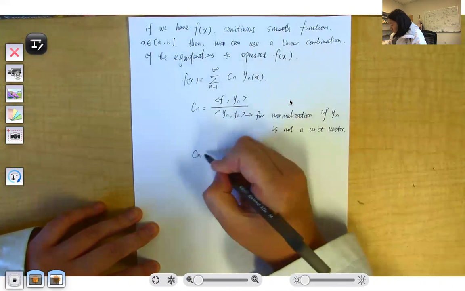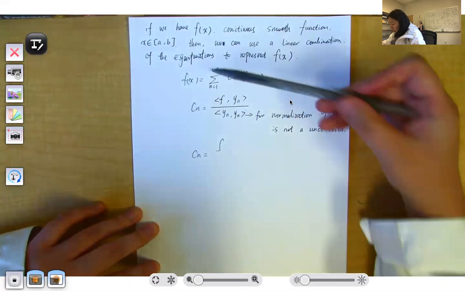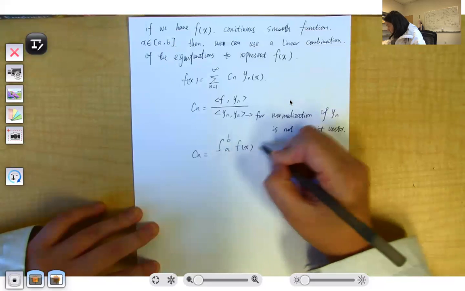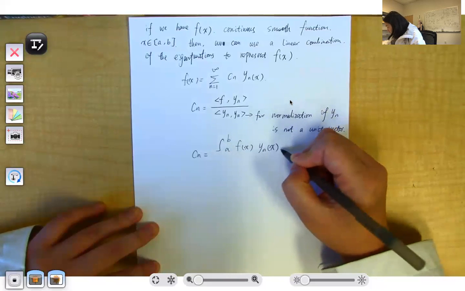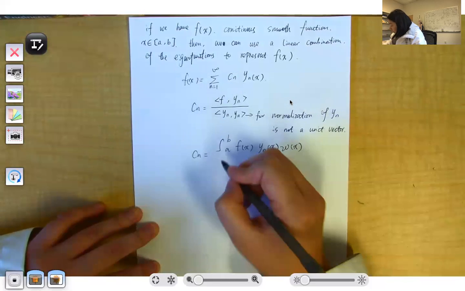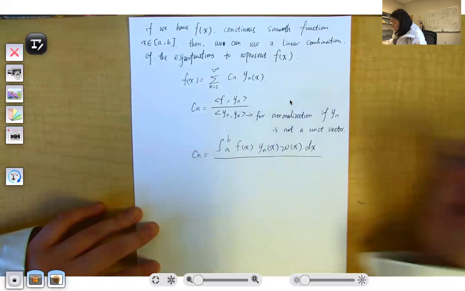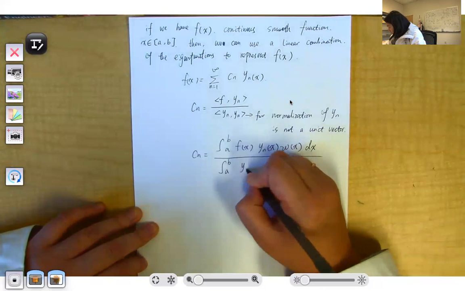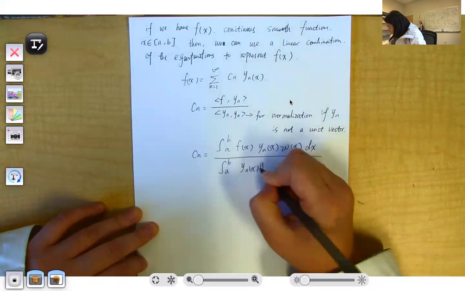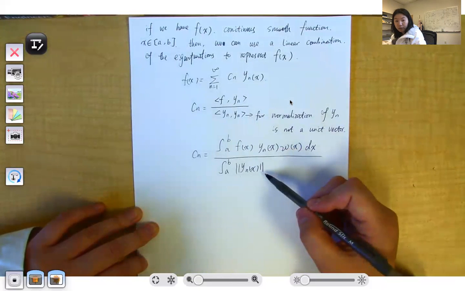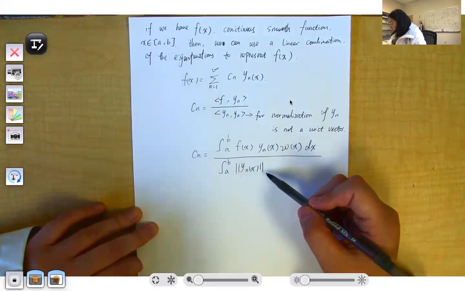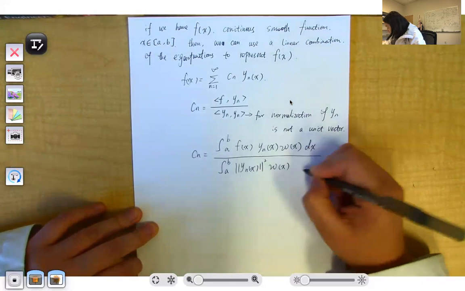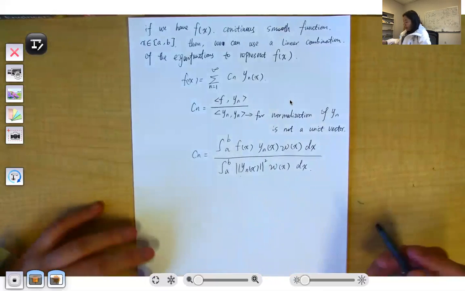And the Cn can also be written as, since we are interested in between a to b, the integral from a to b of f(x) yn(x) omega(x), which is the weighting function, dx, divided by the integral from a to b of yn(x) squared. Since these are orthogonal functions, the inner product of yn with itself will be the yn magnitude squared with the weight function omega(x) dx.